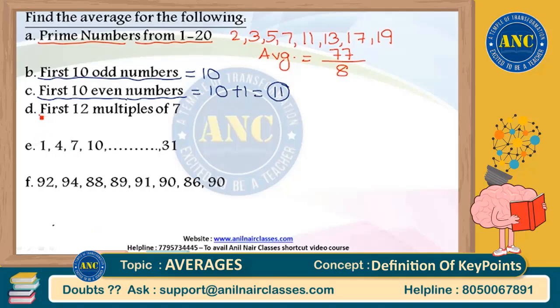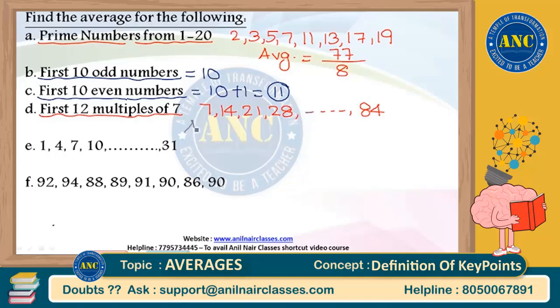Find the average of the first 12 multiples of 7. First multiple of 7 is 7 into 1. Second multiple is 7 into 2. Third multiple is 7 into 3. Fourth multiple is 7 into 4. The 12th multiple is 7 into 12, which is 84. Now I don't know how to find the average, because I did not write out the entire series. But still I can find the average so easily.